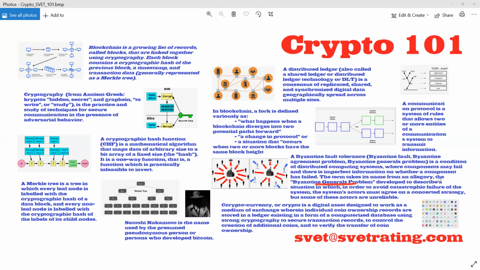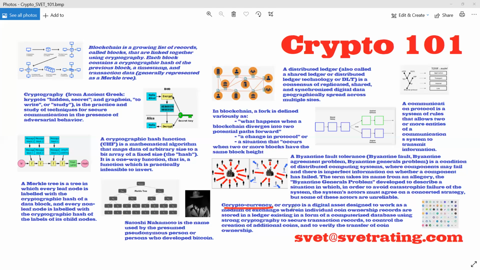The Byzantine generals problem was developed to describe a situation in which, in order to avoid catastrophic failure of the system, actors must agree on a concerted strategy, a united strategy, one strategy. But some of those actors are unreliable, and that's the key. So generals are besieging the city, and some of these generals may be a traitor, or the messengers between them may not be sending the right information. So how do we agree to storm the city? That's the Byzantine fault tolerance problem.